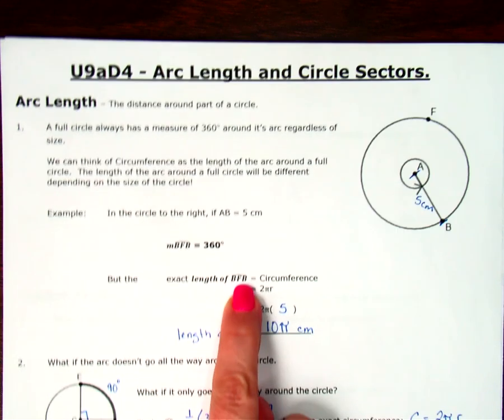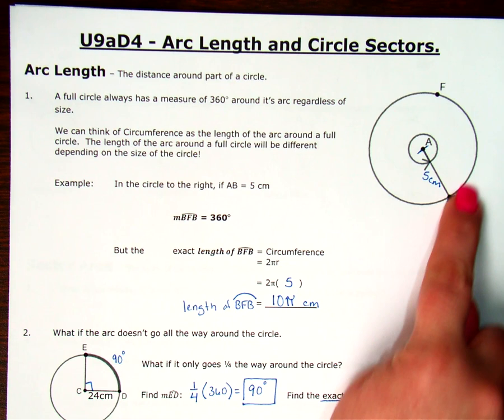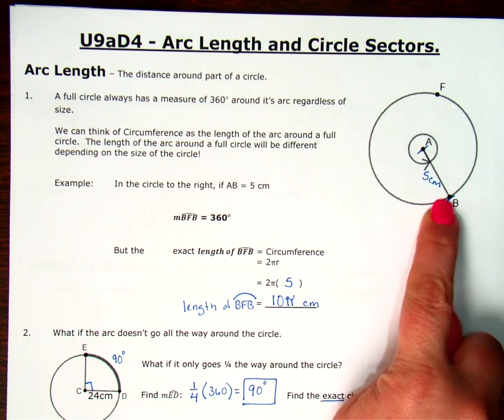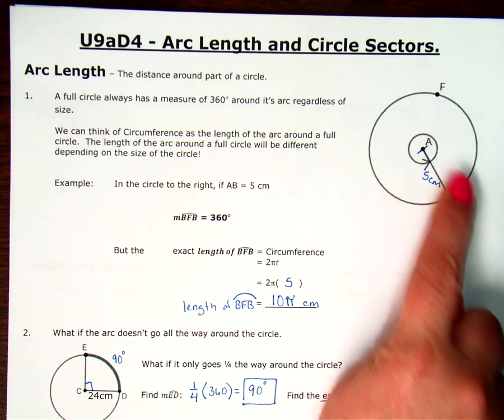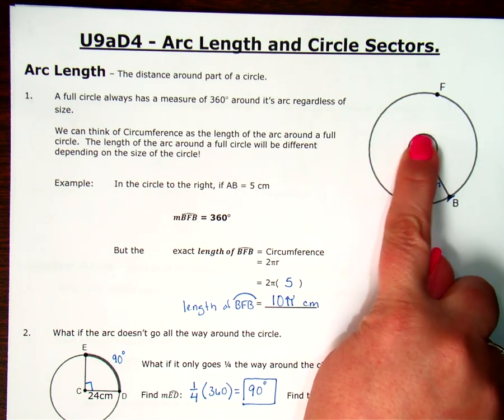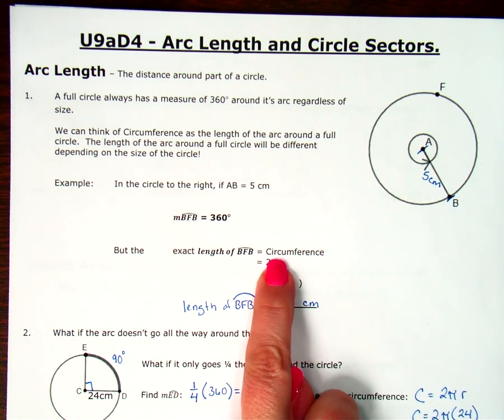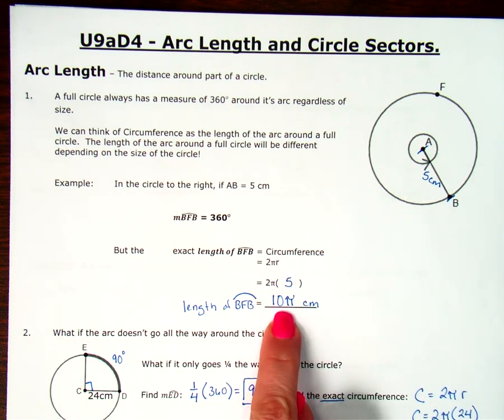Okay? And then we talked about the circumference, the length around a circle, will be different depending on if you have a big circle or if you have a little circle. If I have to walk around this big circle, I'm walking a much further distance than if I'm walking around the little circle. Okay? And so we use our circumference to find the length of that arc.